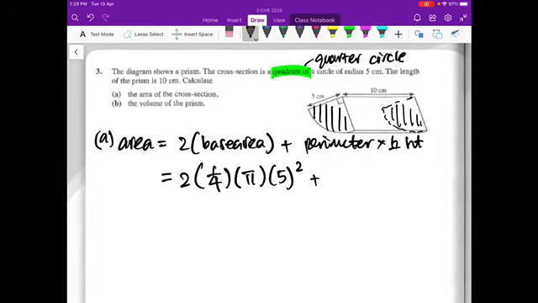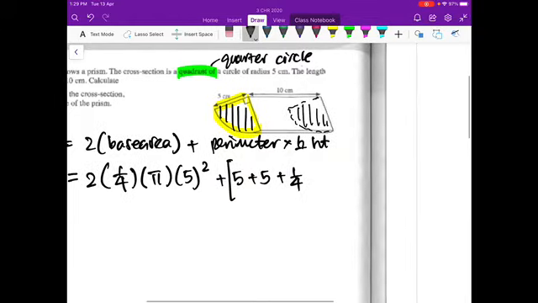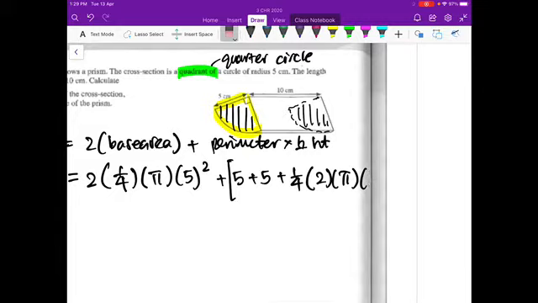Now I need to add the perimeter. Perimeter here. I'm outlining it. So this perimeter is made out of 5 plus 5 cm. Put a bracket over here. 5 plus 5 cm plus 1/4 of the circumference of a circle. Circumference is 2 pi r. So that is 5 cm. So this is our perimeter. Get this part? Perimeter.